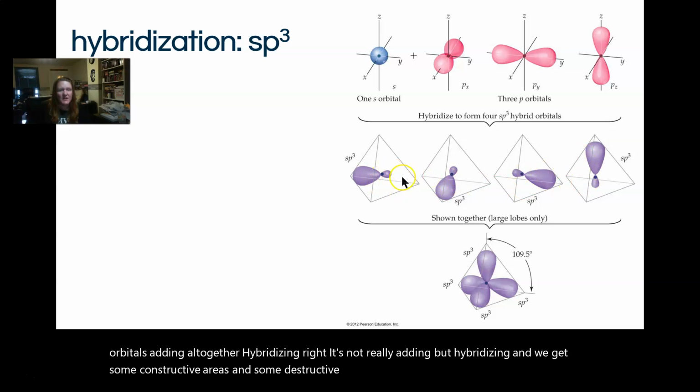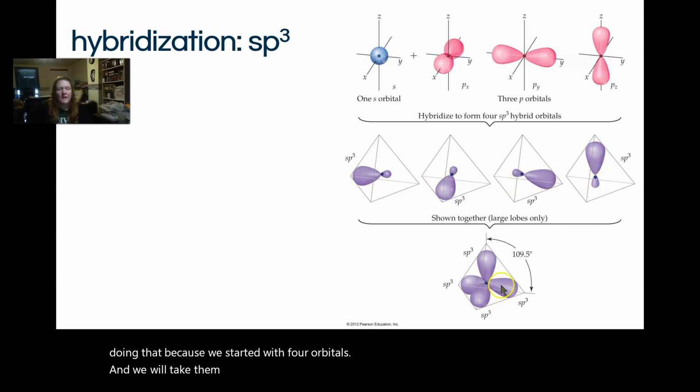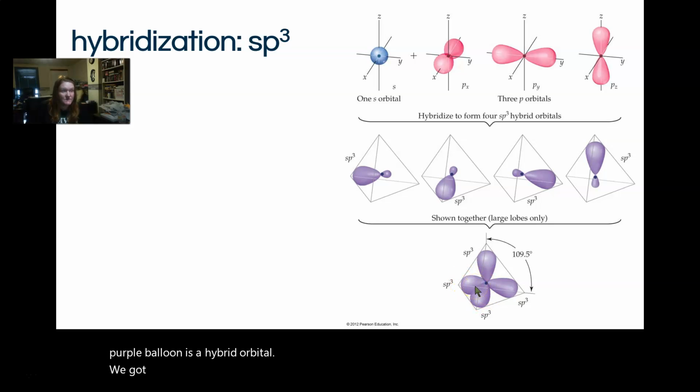And so you get four different shapes from doing that because we started with four orbitals. And we will take them all together and collect them. And of course we get this shape where each purple balloon is a hybrid orbital. We get four domains doing this, right? That's because we used one s and three p. So 1 plus 3, we get 4 domains.